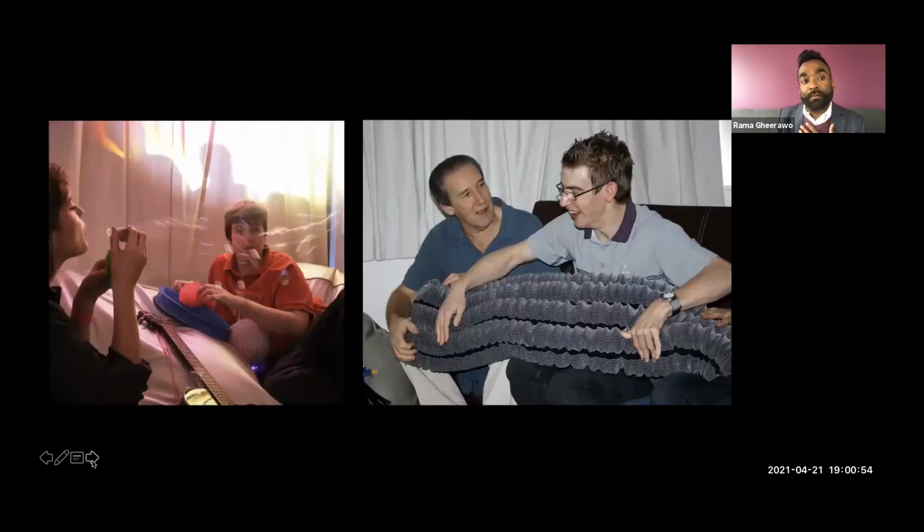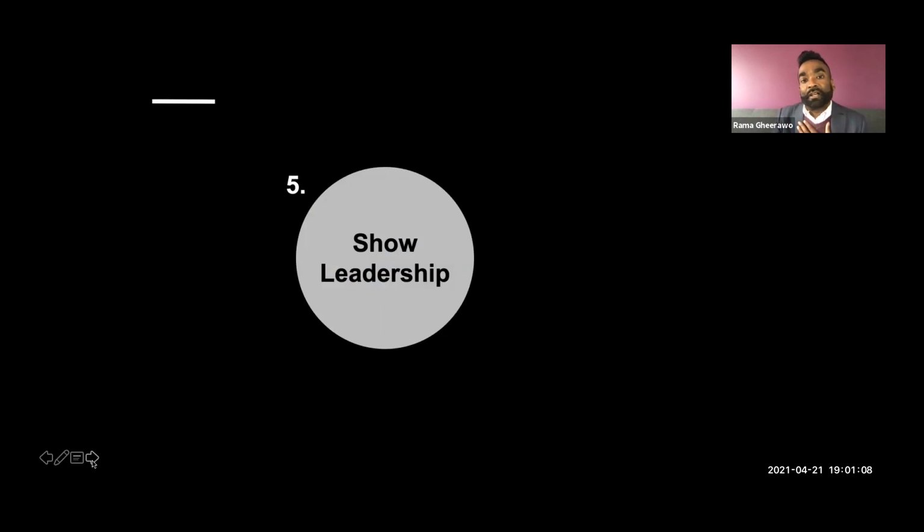And these are some other people. You can see Katie there on the left blowing bubbles. The challenge here was, can you create a sensory room for $200 instead of $20,000? And the answer is yes. So very finally, show leadership.